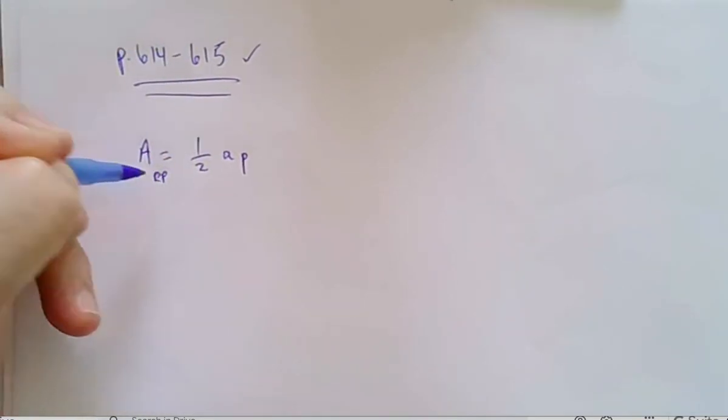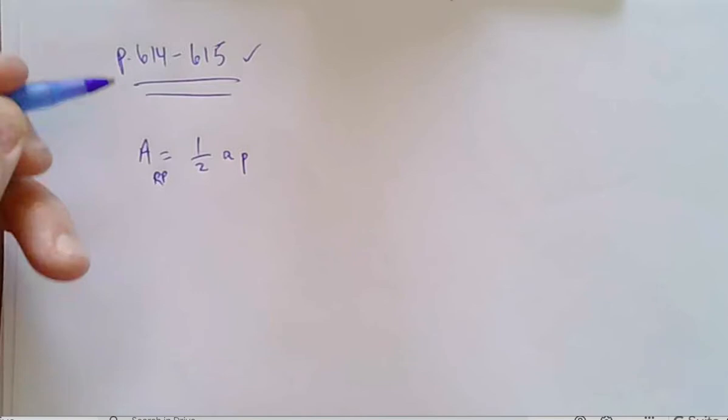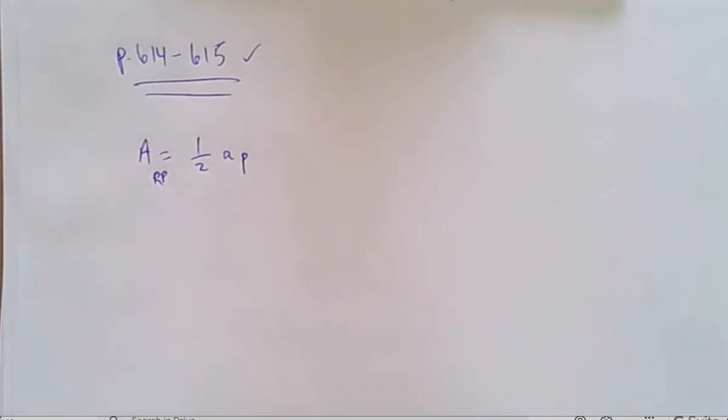So the key to the problems is really the formula that I want you to know: 1/2 the apothem times the perimeter. That's the area for any regular polygon. So remember, a regular polygon has equal sides, and all interior angles are the same. Okay? So I asked for a lot of these problems here.